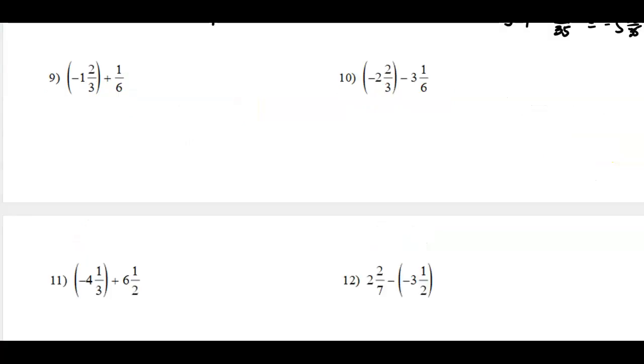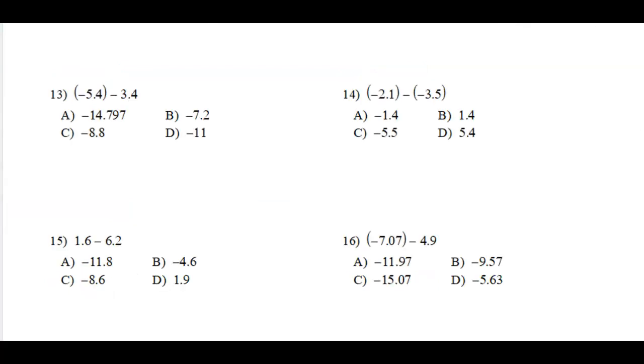We're going to try 9, 10, 11, and 12 and check them with an adult. Remember on 10, before getting started, that should be a subtraction sign, so keep, change, change. And number 12, keep, change, change. And 13 through the rest are decimals. So you just have to remember on decimals, you want to line numbers up on the decimal.